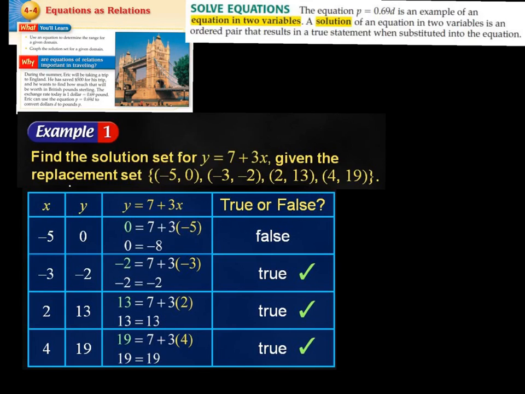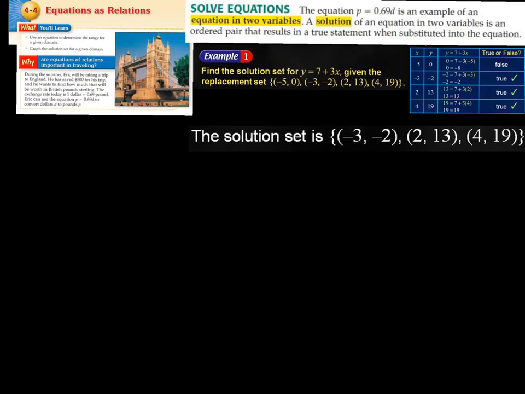This table shows all the work they did. I would not make you write all of this out. They are substituting in -5 for x and 0 for y and seeing if they get a true statement. 0 does not equal -8, so that's a no. For -3 and -2, -2 does equal 7 plus -9. 13 does equal 13, and 19 does equal 19. So the answers are the ones that work. The ones that have true after them are going to be our answers: (-3, -2), (2, 13), and (4, 19).